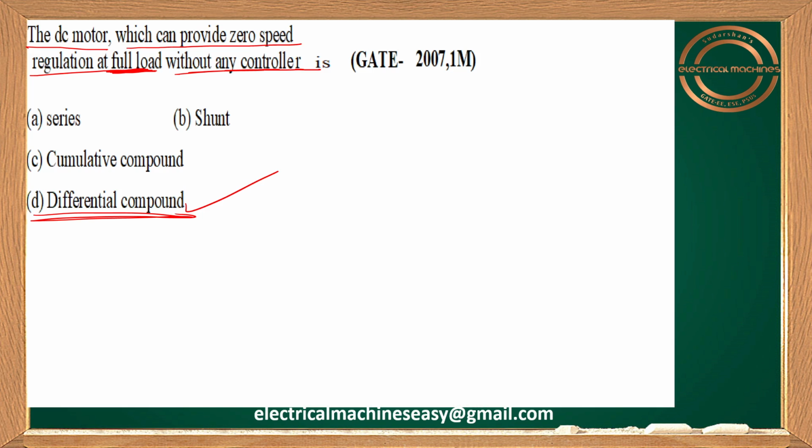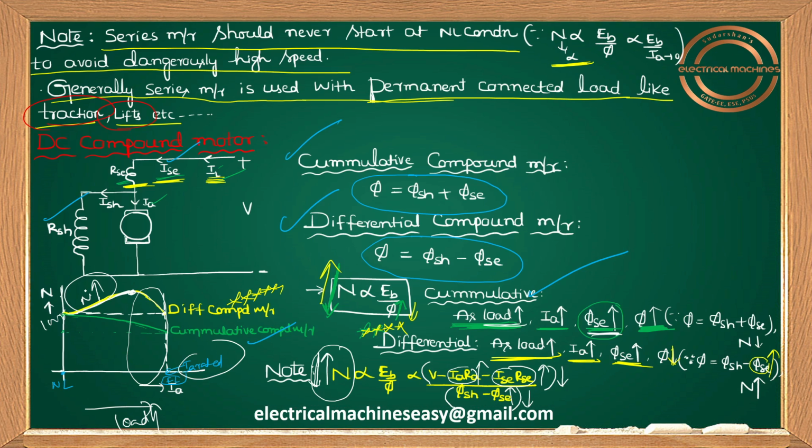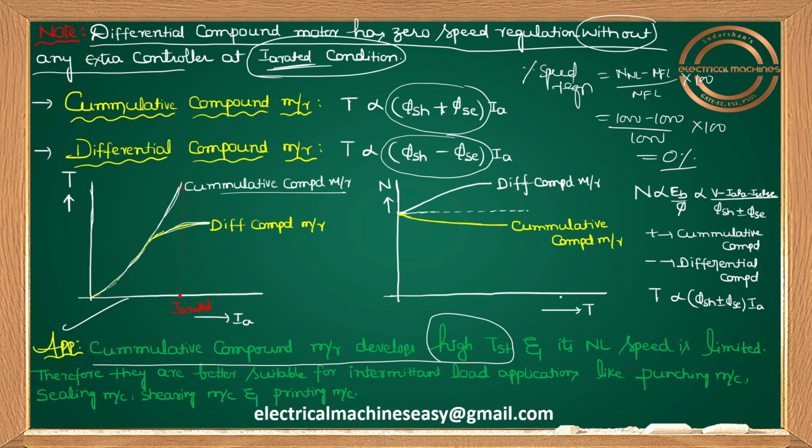So guys, try to see this figure. This is the rated value, and starting is somewhere here. Starting torque means you have to look above the rated armature current, somewhere here. The cumulative compound motor has the highest torque here. So just like a series motor, it develops the highest starting torque. What is the specialty of the cumulative compound motor? Just like a series motor, it develops the highest starting torque, and just like a shunt motor, its no load speed is finite. So guys, try to understand.